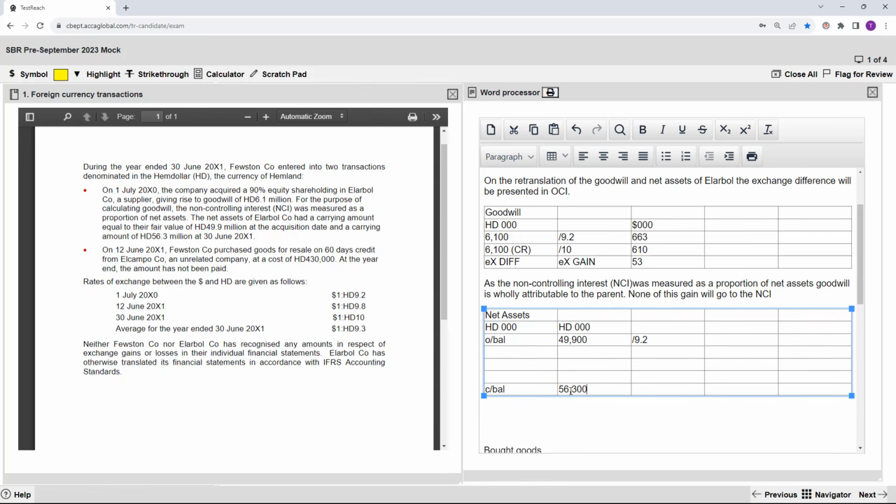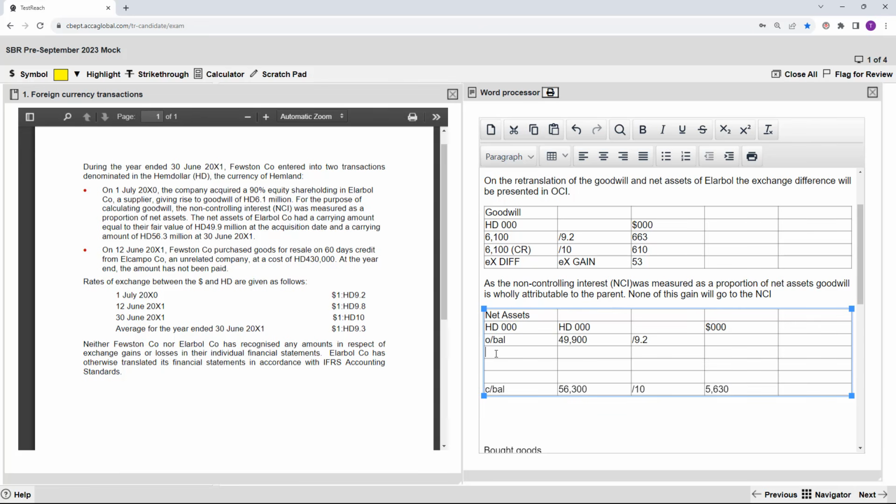56.3. God, a bit of dyslexia creeping in there. And that's going to be translated at the exchange rate of 10. And therefore, I know in terms of my dollars, that's coming in at 5,630. So we can build up our answer as we go.